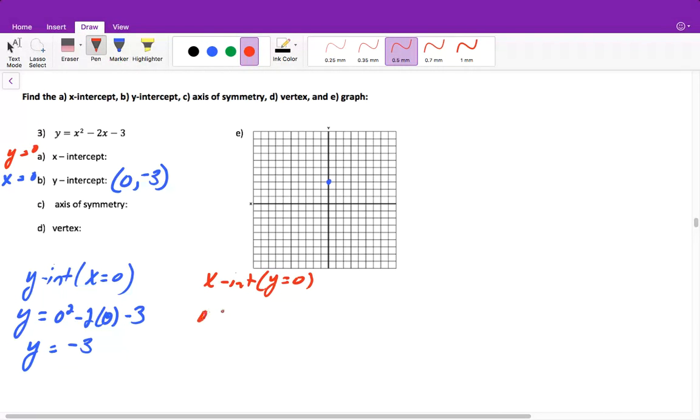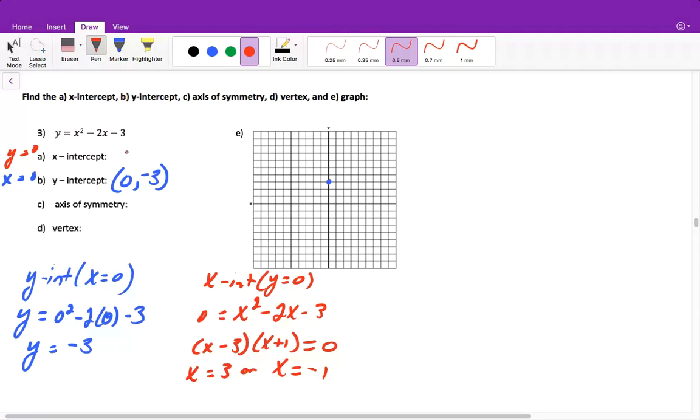Our x-intercept, we set y equal to 0. So now it's 0 is equal to x squared minus 2x minus 3. And we solve. You can use any method you want, but this one factors. It factors out to (x minus 3) times (x plus 1). So x is then equal to 3, or x is then equal to -1.